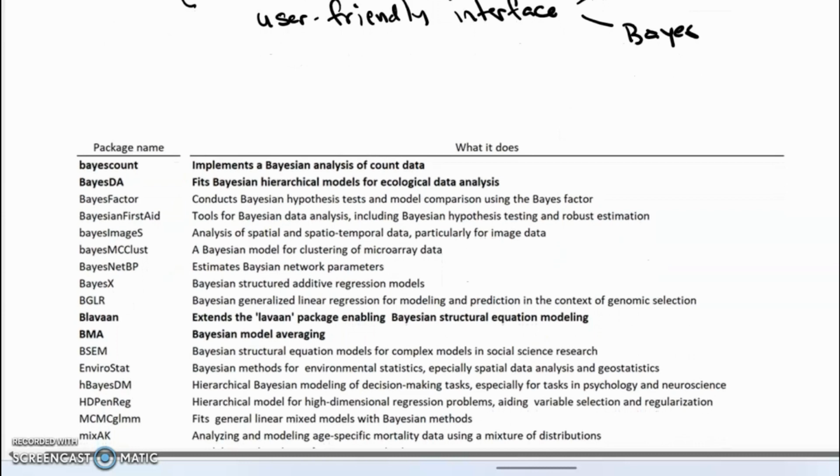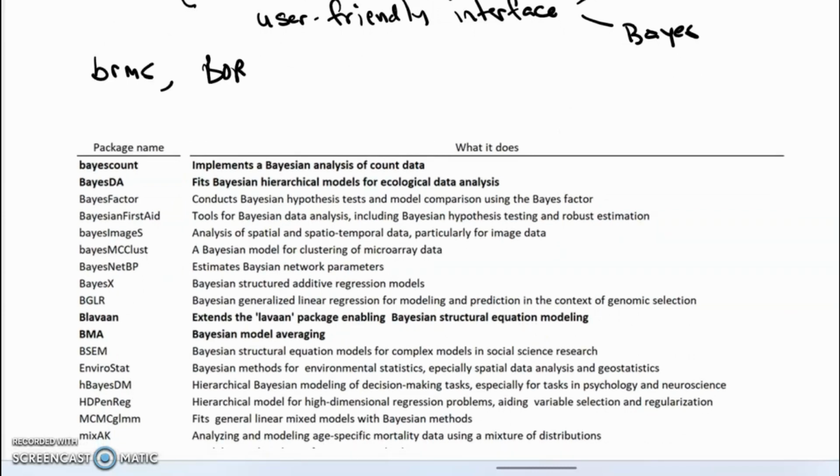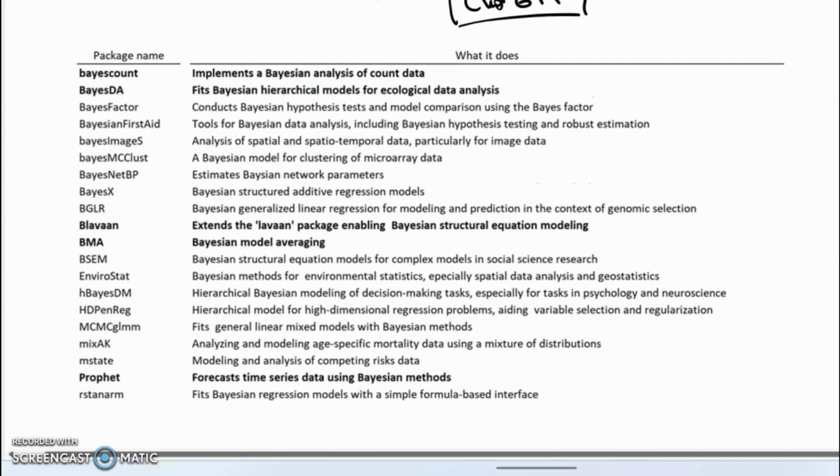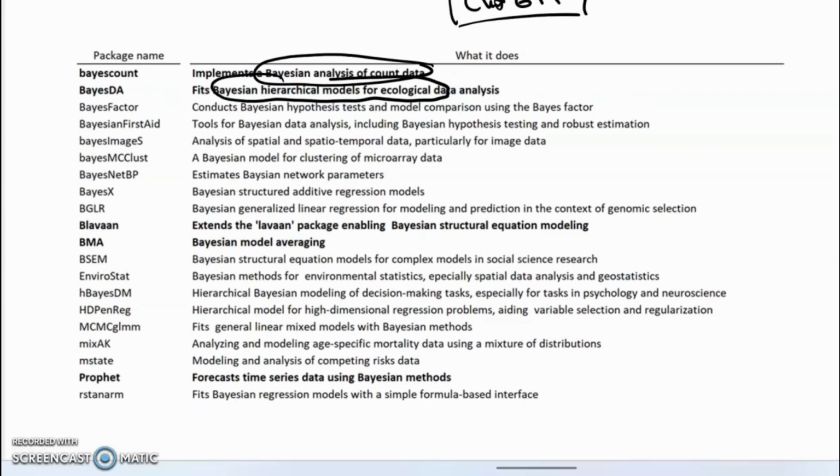So in terms of what packages are available, in the notes I talked about brms, Boral, RInla, and then I went to ChatGPT and asked it for R packages running Bayesian analysis in the background. And here's some things that show up. Bayesian analysis of count data, Bayesian hierarchical models for ecological data analysis, Bayesian structural equation modeling, Bayesian model averaging, time series using Bayesian methods. So there's a lot of these packages that are available.